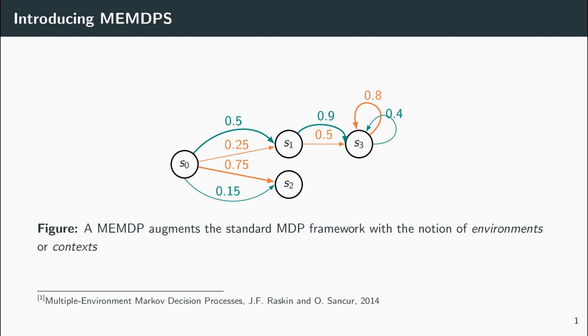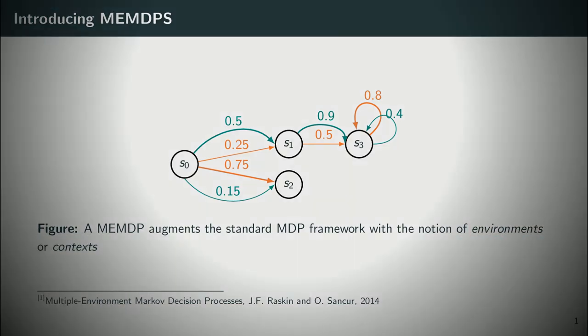Essentially they are like Markov decision processes which are augmented with the notion of environments or context. Here we have a fixed set of states and possible actions, but we have two different environments, but they have different transition weights and also different reward functions.